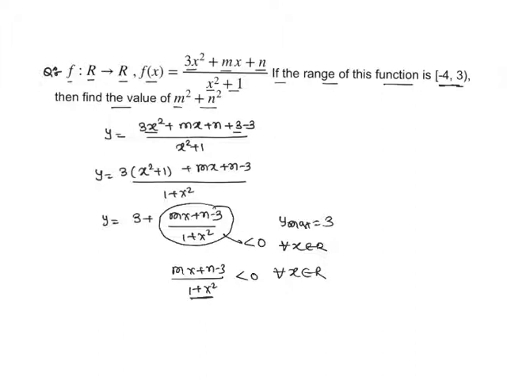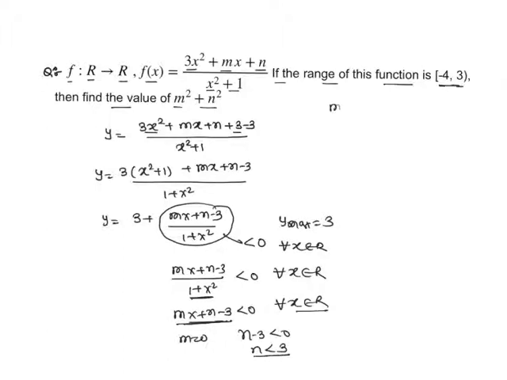So 1 plus x square is what? Always positive. So we can say mx plus n minus 3 should be less than 0 for all x belongs to R. So this is a line equation, and the line equation's range is what? R for x belongs to R. So we want this to be negative. That means m must be 0 and n minus 3 should be less than 0. So n should be less than 3.